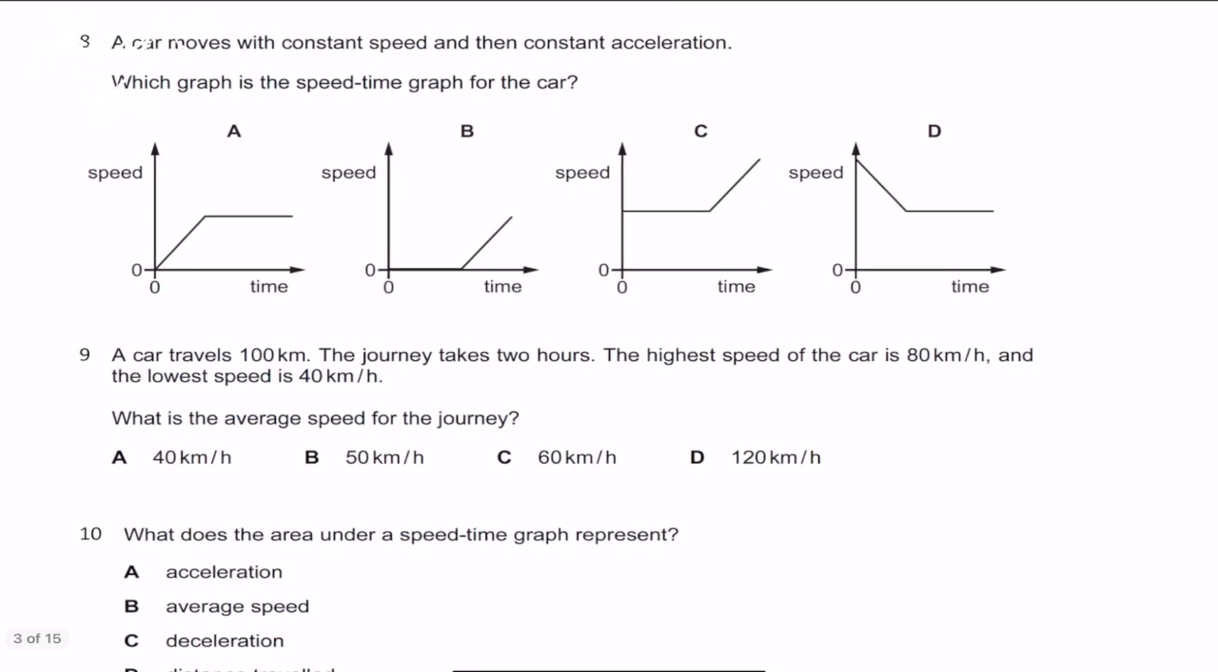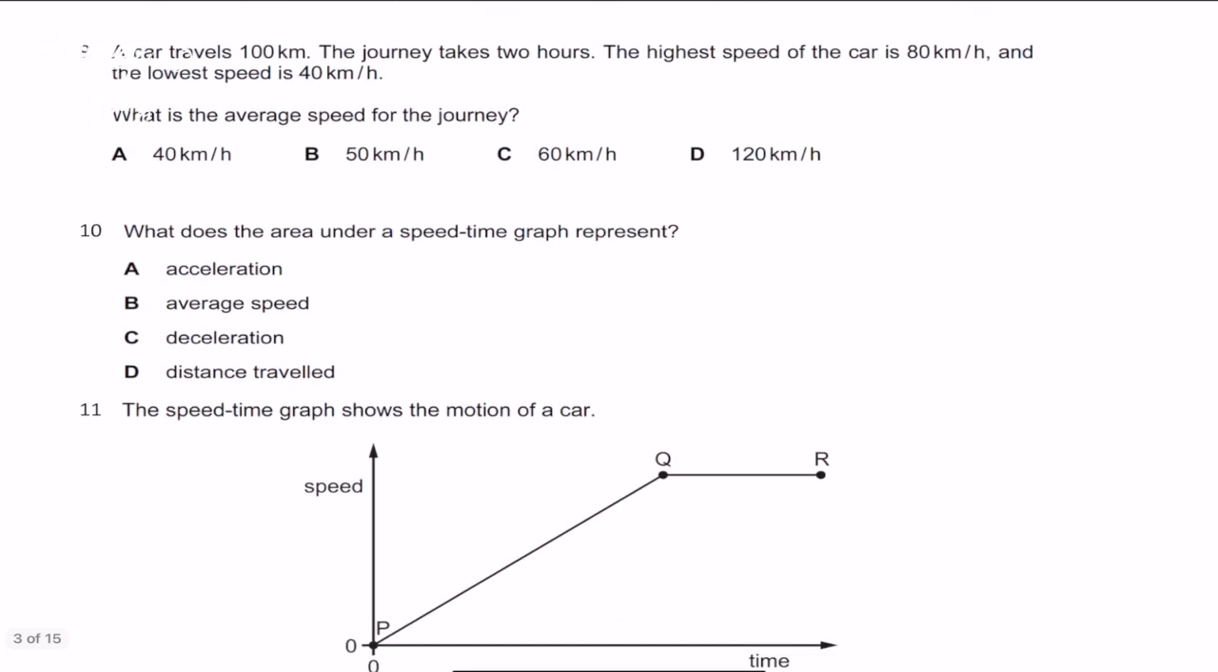A car moves with a constant speed and then constant acceleration. Which graph is the speed time graph for the car? It moves with a constant speed and then constant acceleration. Constant speed, so I'm gonna choose this part. Then constant acceleration, as you see here, the speed is increasing with a constant rate because it's a straight line. So clearly I'm gonna choose C.